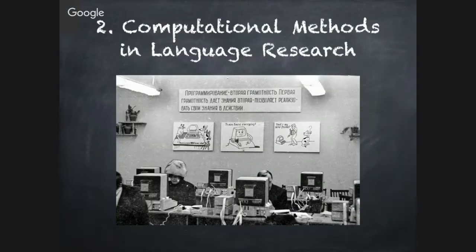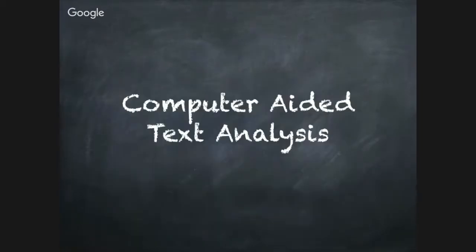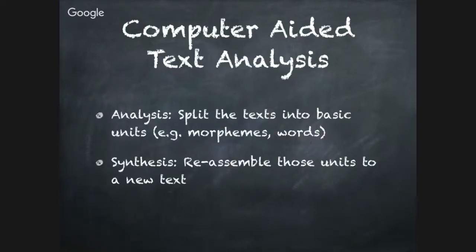We go into computational methods in language research. And computational methods in language research is nothing else but computer-aided text analysis. So what is text analysis? Text analysis is nothing else than an analysis, which means the resolving, the splitting of text into basic units, for example, morphemes, words, lemmata, lemmatizing the text in a certain way, and then trying to bring them together again. So reassemble these words, maybe adding some extra information. That's all there is.